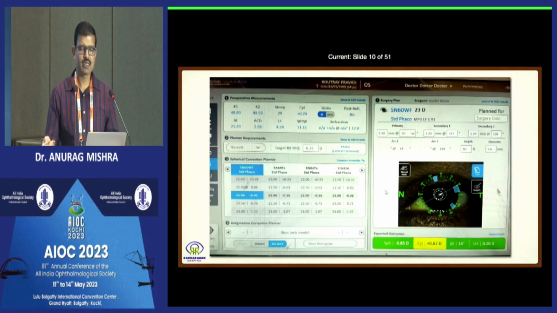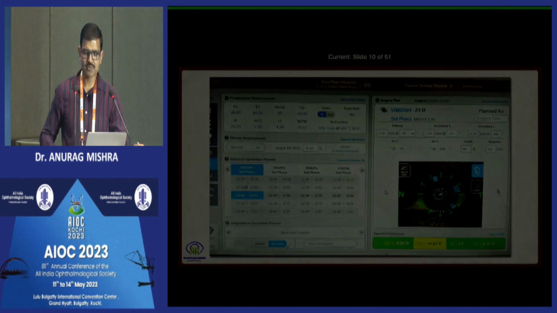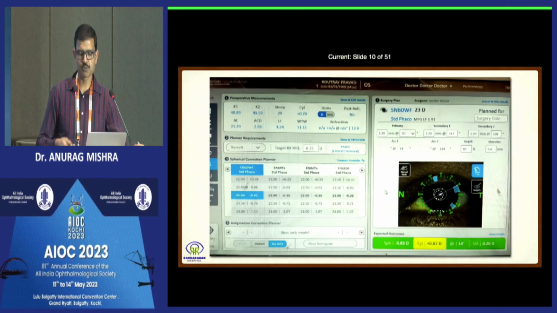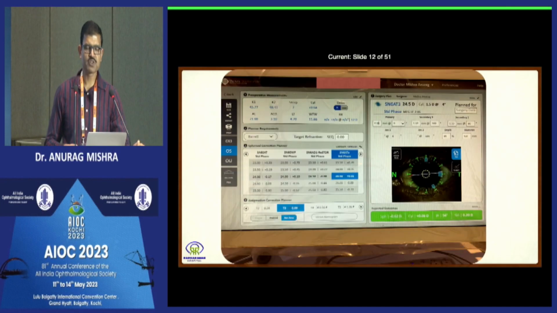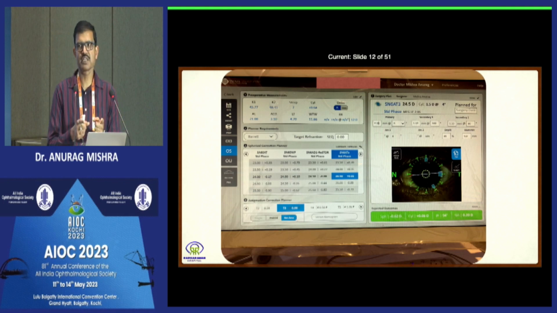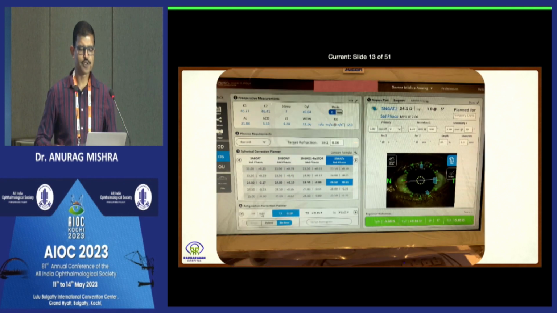So this is one feedback. This is the image guidance system. The yellow line always comes in when the residual astigmatism is more. It is shaded green when the astigmatism is acceptable. It also gives you the toric model, whether T3 or T4, and it also adjusts according to the SIA that you feed in. Even if you don't calculate your SIA, you can just put in the incision size, whether it's 2.2 or 2.8, and then the machine calculates the toricity values for you.